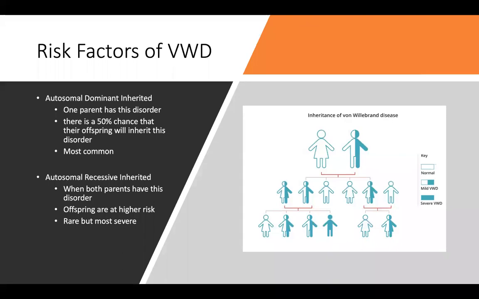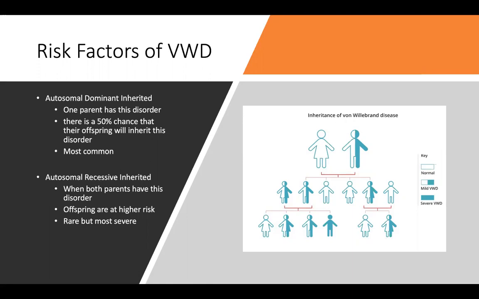People with von Willebrand's disease should be aware of risk factors. Because this is commonly an autosomal dominant inherited disorder, the mutated von Willebrand factor gene can come from only one parent and is passed on to their offspring if it is autosomal dominant. If someone has von Willebrand's disease and their significant other does not, there is a 50% chance that their offspring will inherit this disorder. However, there is a higher risk for offspring if both parents have von Willebrand's disease.